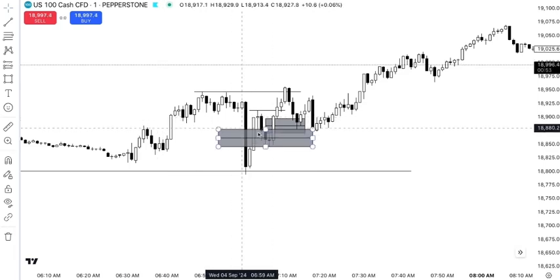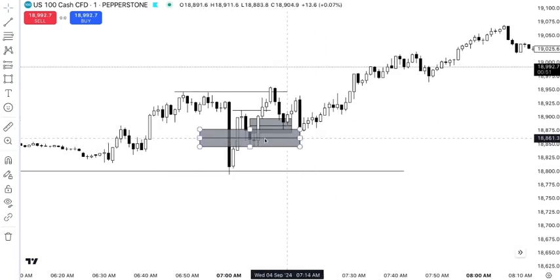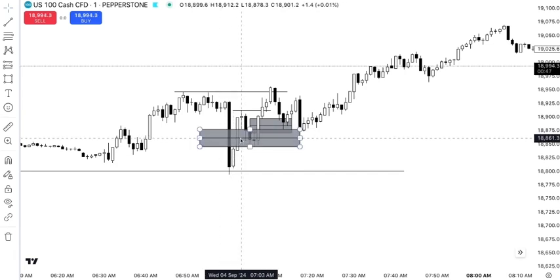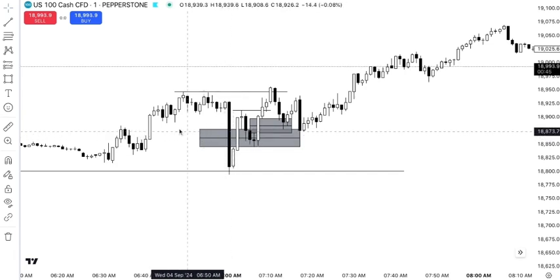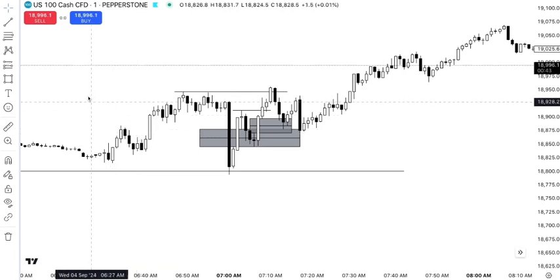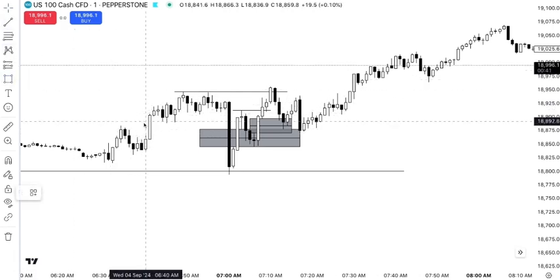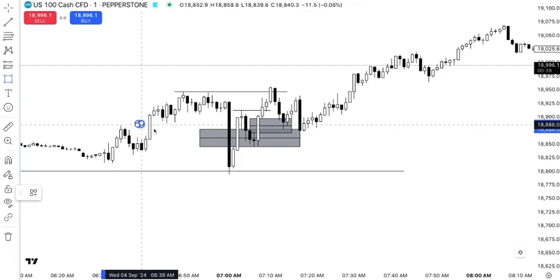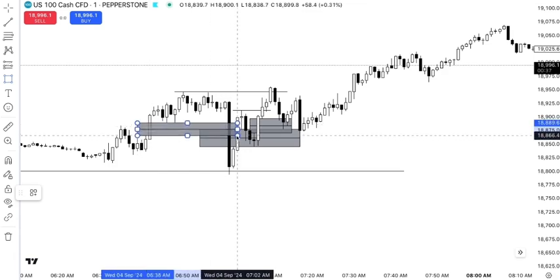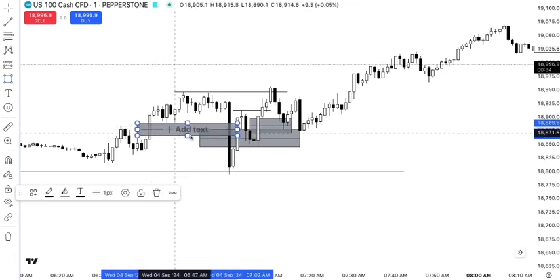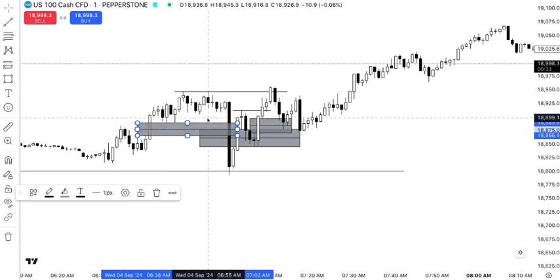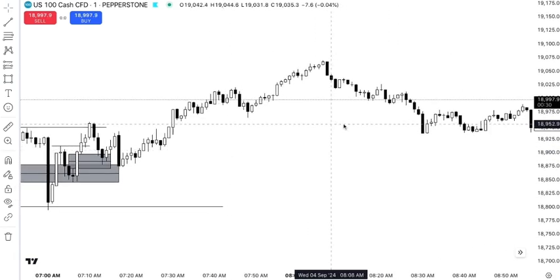So right here we have a BPR. Basically what that is, is when two fair value gaps are perfectly aligned. So we can also count from here to here as a BPR. As you can see, this fair value gap and this fair value gap are perfectly lined up.